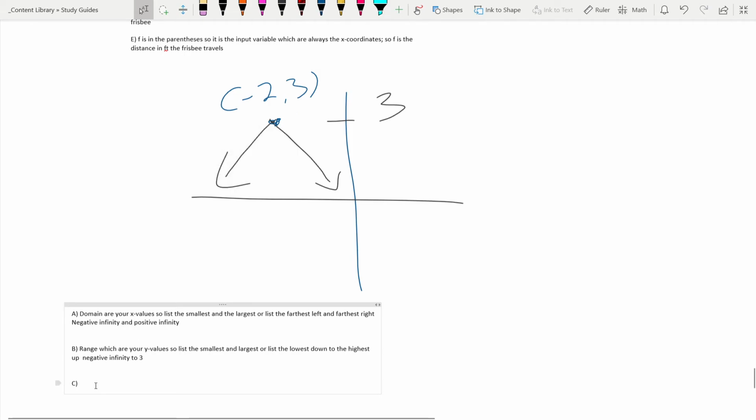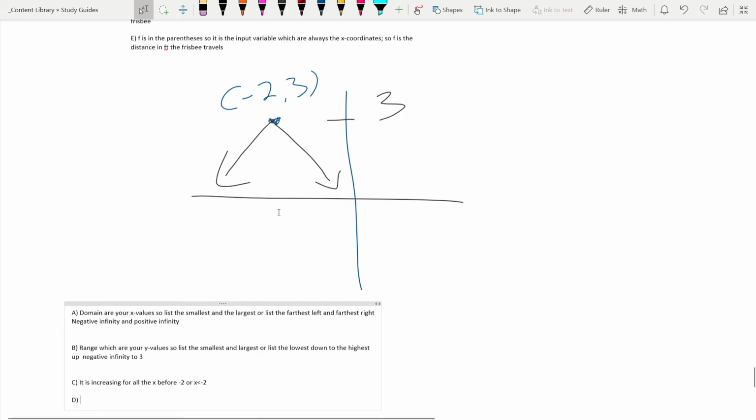So where is it increasing? It is increasing for all the x's before negative 2. Or we can write it as x is less than negative 2.